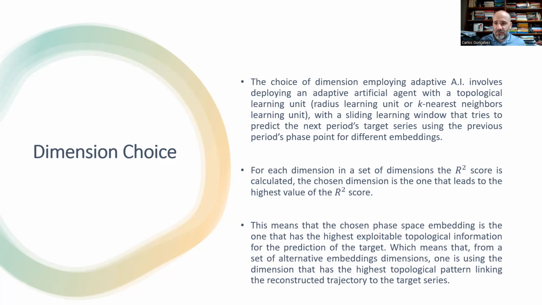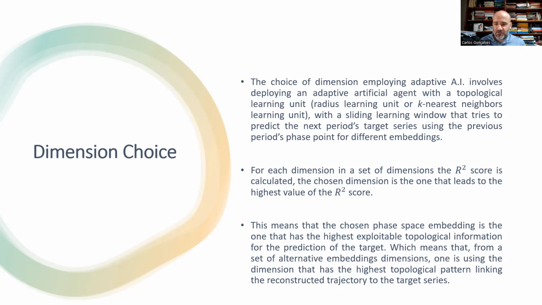So the choice of dimension employing adaptive AI involves deploying an adaptive artificial agent with a topological learning unit, and it can be a radius learning unit or a k-nearest neighbors learning unit with a sliding learning window that tries to predict the next period's target series using the previous period's phase point for different embeddings. For each dimension in a set of dimensions, the R2 score, the coefficient of determination, can be calculated, and the chosen dimension is the one that leads to the highest value of the R-square score.